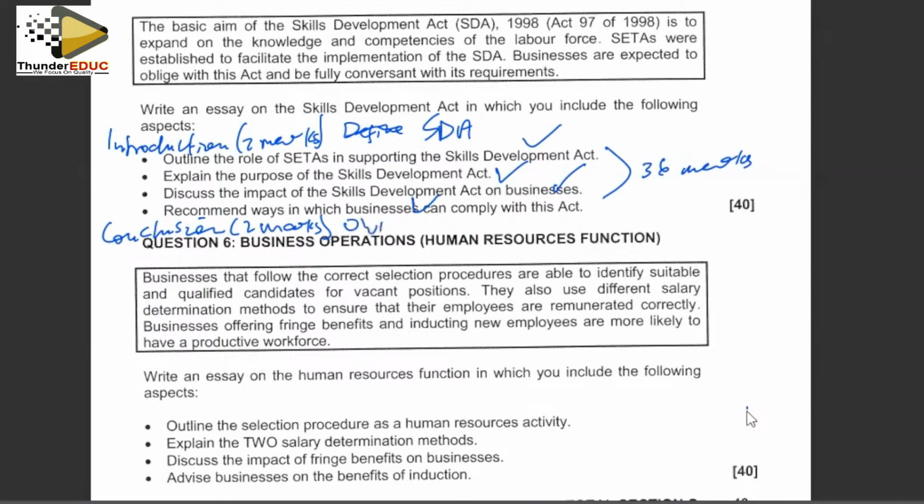Remember our conclusion, you should write your own opinion. So when you write your own opinion, you should say that the workplace is used as an active learning environment where employees can gain practical job experience. So in this regard, you would have collected 40 marks in this question.